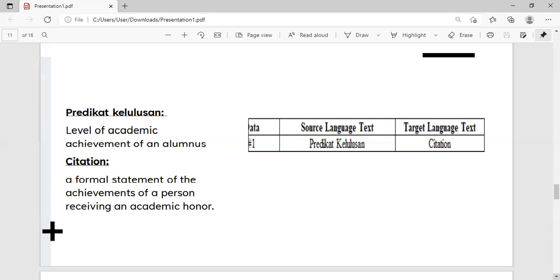Previously, I read some English translated transcripts, and some translated predikat kelulusan as predicate. But when I checked the meaning of predicate in English, it didn't really convey what predikat kelulusan in bahasa Indonesia means. Thus, I decided to translate it into citation.